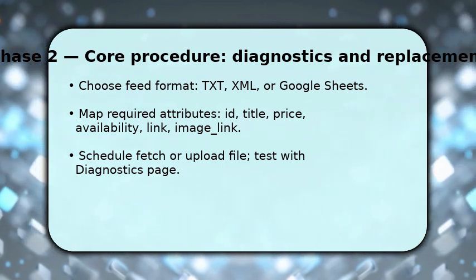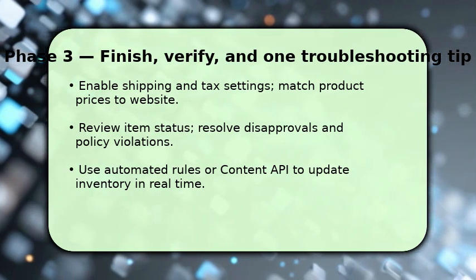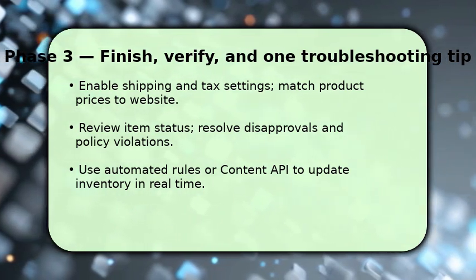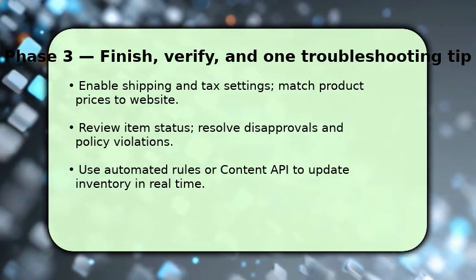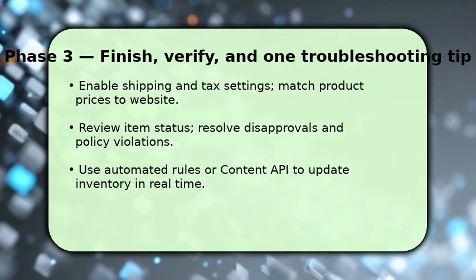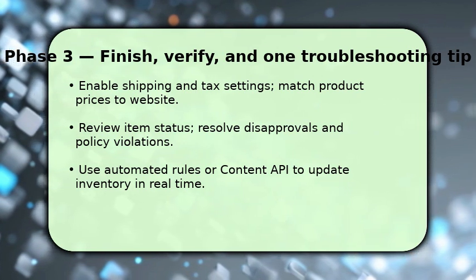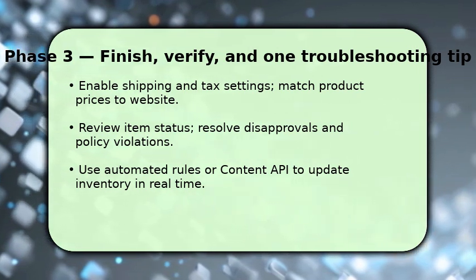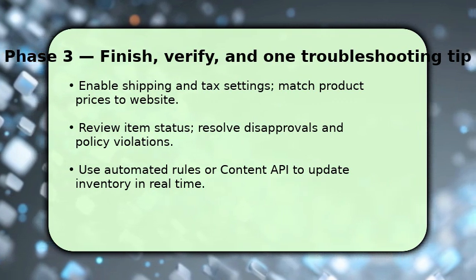go live. Finish by configuring shipping, tax, and returns so checkout matches listings. This prevents disapprovals. Then monitor item status and address any policy flags or missing attributes immediately. If products are disapproved, fix the root cause, then request review, make incremental fixes, and re-upload.